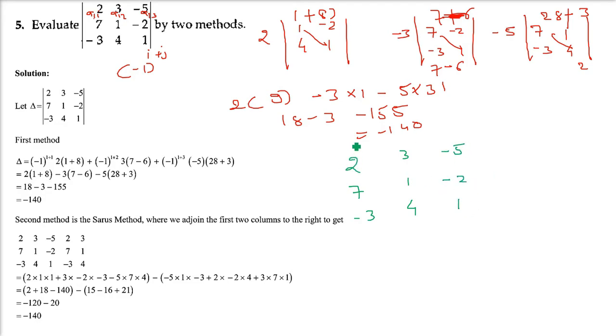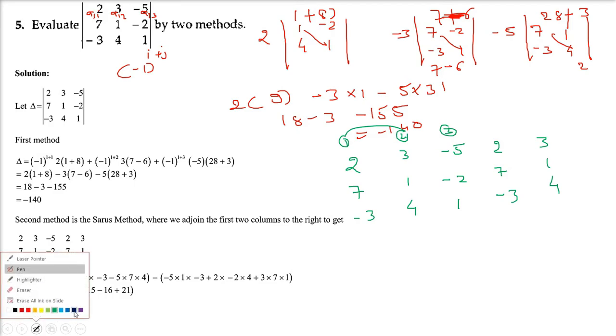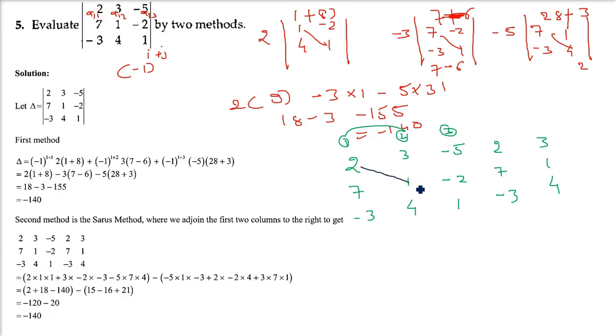Now you have to replicate or write the first two columns again. That is first, second, third column. You have to use the first and second column and write them again. That means 2, 7 and minus 3 has to be written, and then we have to write 3, 1 and 4. Now it will be very easy. Multiply this 2 into 1 into 1. I'll just show you. Let me change the color. Okay, 2 into 1 into 1.